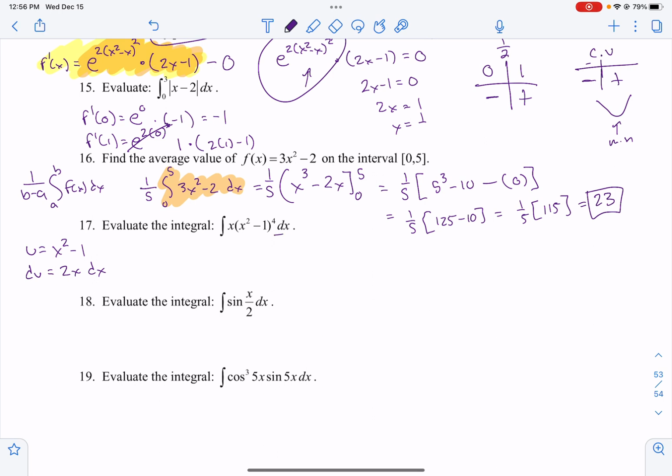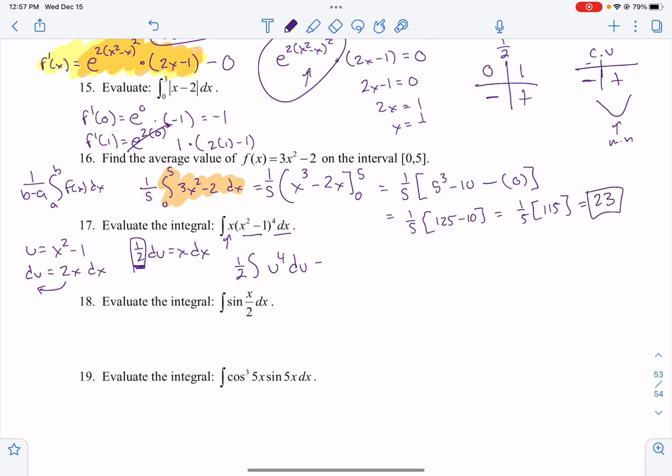All right, so I have my dx. I have my u. I just need an x to go with it. So I'm only going to move the 2 to the other side. So I want 1/2 du to equal x dx because I want to replace the x and the dx when I plug it in. So I'm going to take the integral of u to the 4th du, and I have to put that 1/2 right here, it's going to go to the front. So 1/2 integral u to the 4th du.